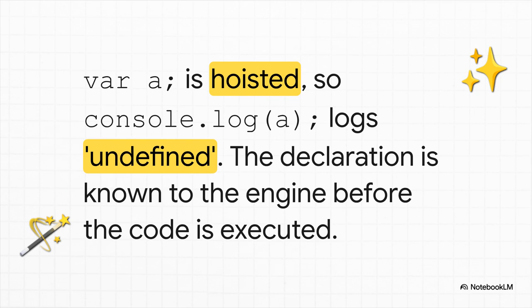This example shows it perfectly. Because the engine already did its first pass, it knows a variable called a exists when it gets to the console.log. Now, it hasn't been given a value yet. It hasn't been assigned anything, which is why we get undefined instead of a crash. The declaration was hoisted to the top.